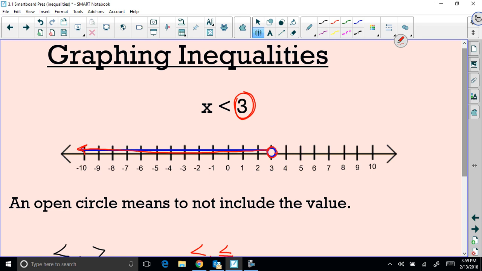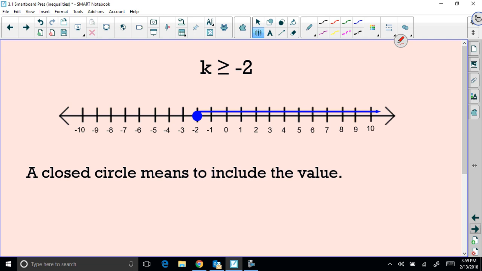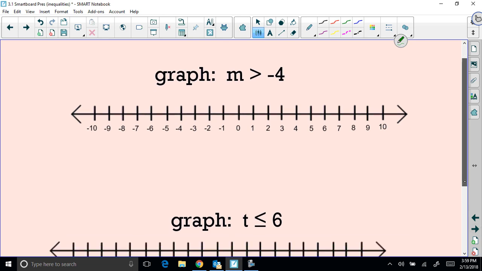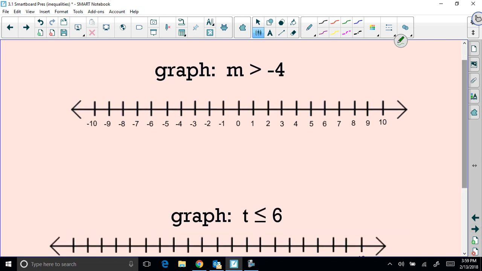Okay? So on this next one, notice now I have an equal to. So that's going to be a closed circle at that numerical value. And greater than means shade right. Okay, so let's try this. On your paper, you have graph m greater than negative 4.